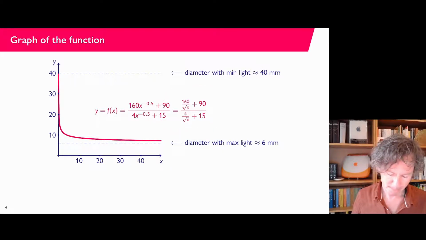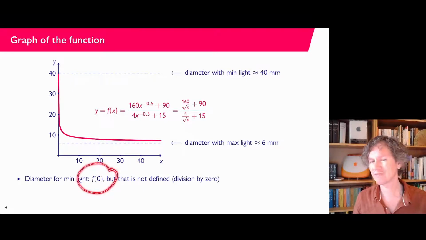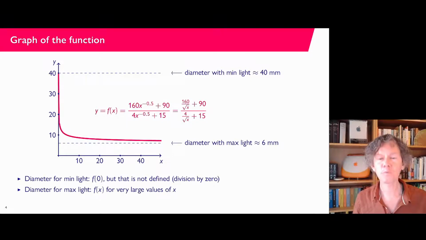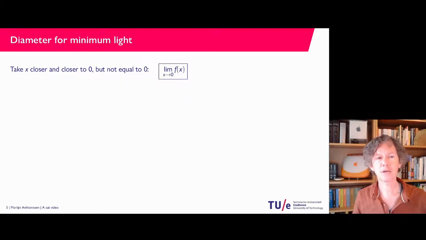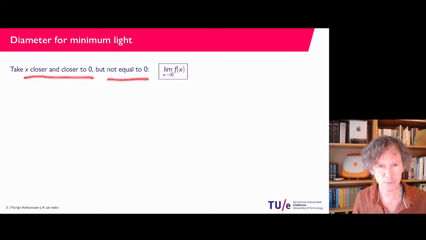Now, let's look at this formula and let's try to determine f(0), but f(0) doesn't exist. I cannot write that down because then I would have division by 0, and that's not defined. Also, we would like to know the value as x goes to infinity, x becoming larger and larger. So how can we do that? So let's see. First, the case where we have minimum light. So I would like to take x closer and closer to 0, but not equal to 0.